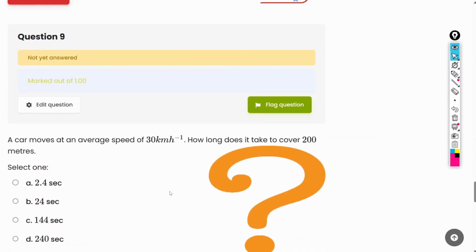All right, question 9. A car moves at an average speed of 30 kilometers per hour. So this car moves at an average speed of 30 kilometers per hour. How long does it take to cover 200 meters? So we're looking for time. How long does it take? But the distance is what? The distance is 200 meters.